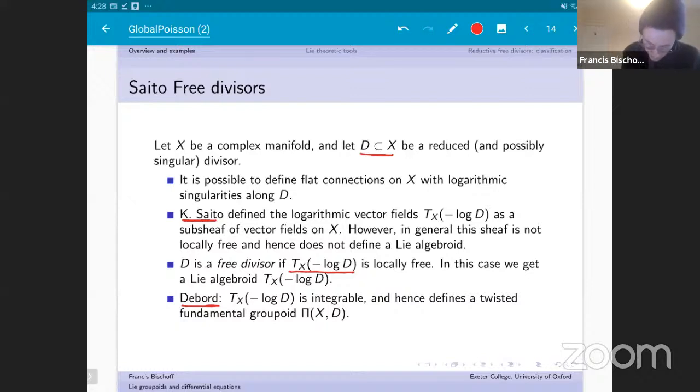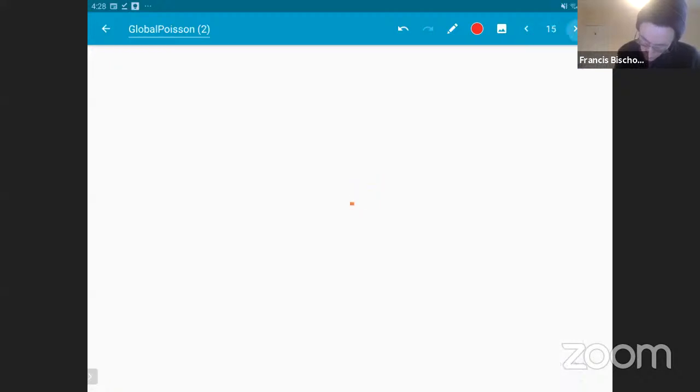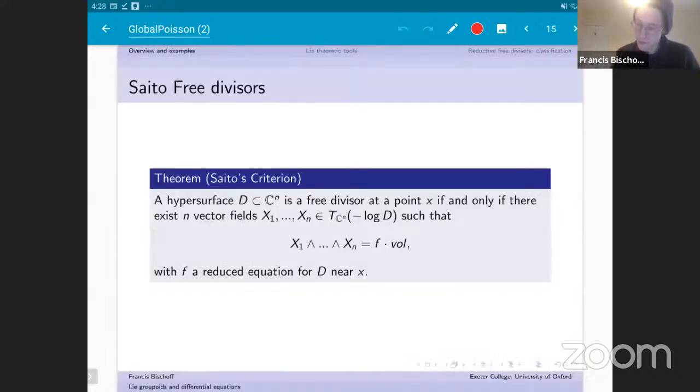Okay, so Saito also gave a really useful criterion, which is easy to check in practice, for determining whether a divisor is free. What he says you have to do is the following. You take n vector fields which generate this sheaf, and then you wedge them together like this, and then you divide by a volume form, and this will give you a function f. And the theorem is that this divisor is free if and only if this function f is a reduced equation for D.